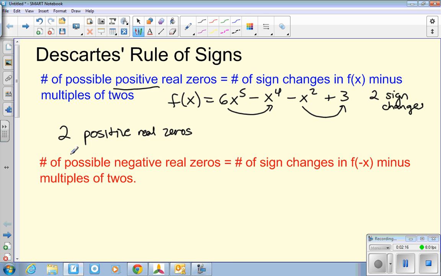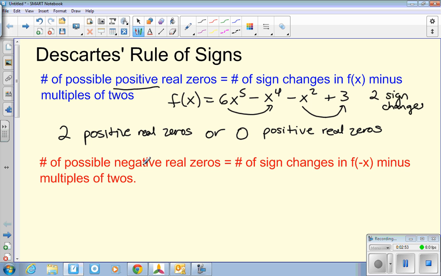But we don't know that there's necessarily 2, so that's where this minus multiples of 2 comes in. So think about what's 2 minus 2. Well, 2 minus 2 is 0, so there could actually be 0 positive real roots. What that means is there might be all imaginary roots, or all of the roots might be negative if we have no positive real roots, or zeros. Same thing. So you guys know that zeros and roots are the same. So there are either 2 or 0 positive real zeros, or real roots. I'll probably say roots in the future. They mean the same thing.